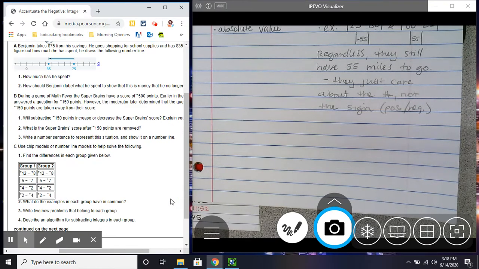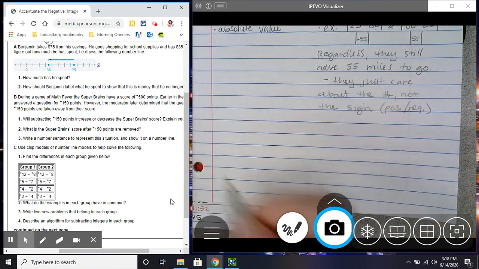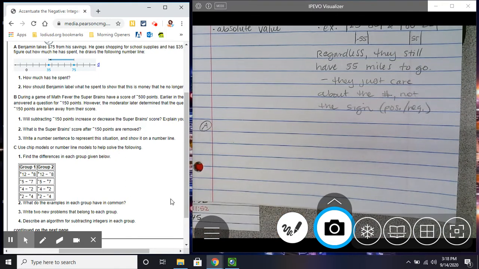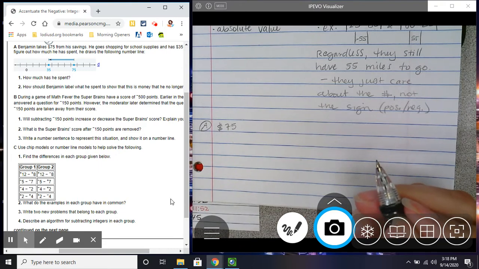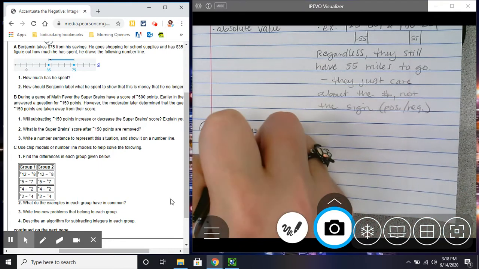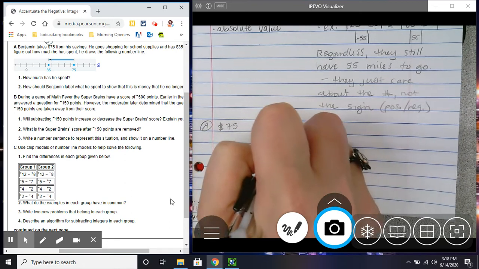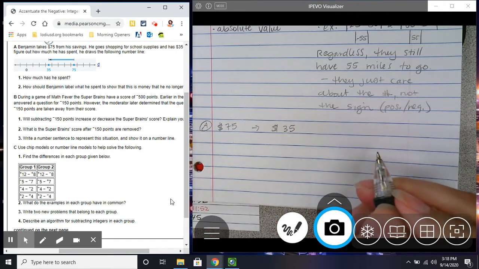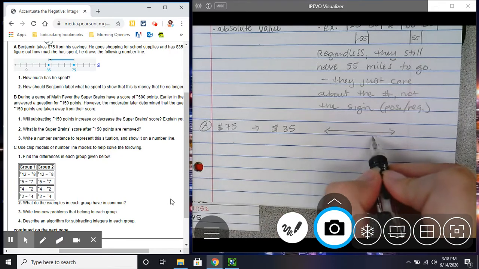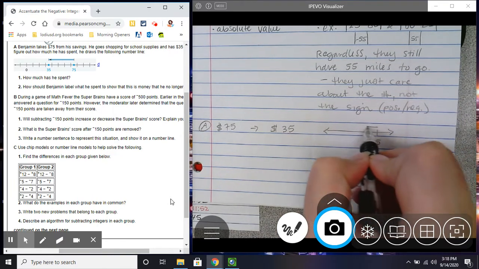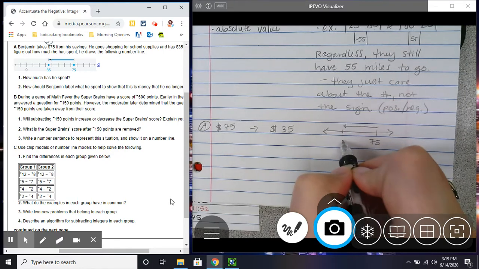So looking at part A, it says, Benjamin takes $75 from his savings. So we're starting at $75. He goes shopping for school supplies and has $35 left when he is done. To figure out how much he has spent, he draws the following number line. So he has a number line, and he starts at 75 and has this arrow going back to 35.